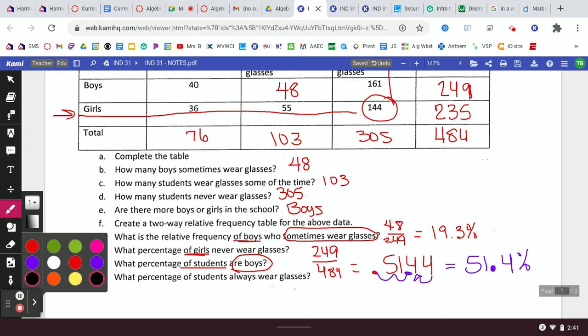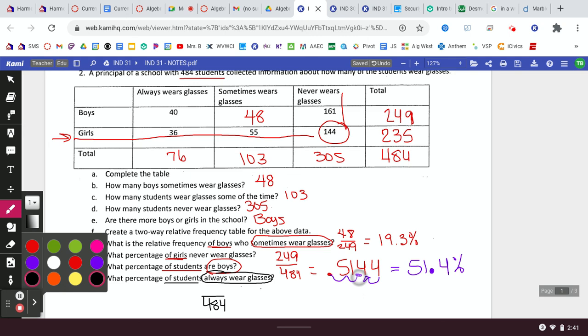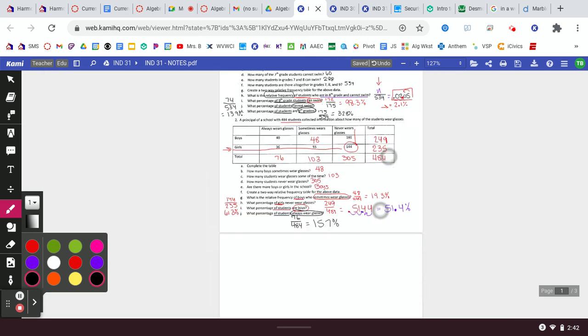All right, last one. What percentage of students always wear glasses? So that means the bottom of my fraction is the 484 because it's of all the students. Isaac, what am I going to put on top? 76. Of all the students, how many always wear their glasses? And is there anybody I haven't called on? You want to tell me? All right, what is it? 15.7%. Good. Okay. Any questions on that?